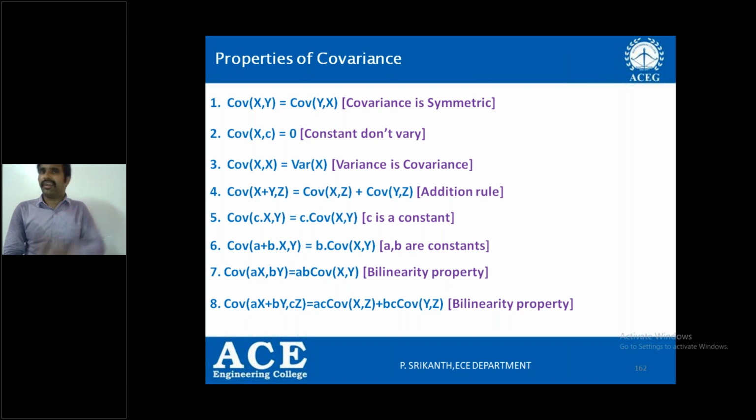So the first one is about symmetry. The second one is that a constant value doesn't vary with the covariance, and the third one is that the covariance of the random variable x with itself equals the variance, and the fourth one is the addition rule, and the fifth one is that if the random variable is multiplied by a constant, the covariance becomes constant into covariance, right? And similarly here we have discussed the bilinearity properties, right? So these are some of the properties of covariance.